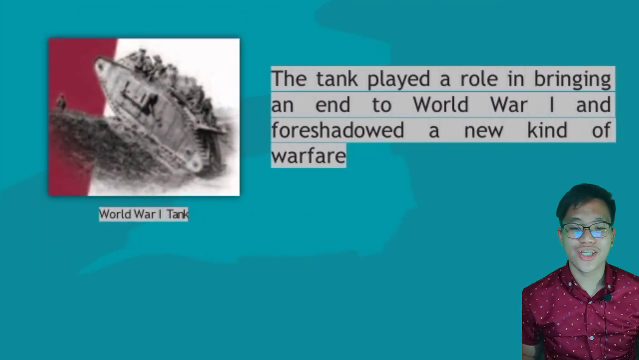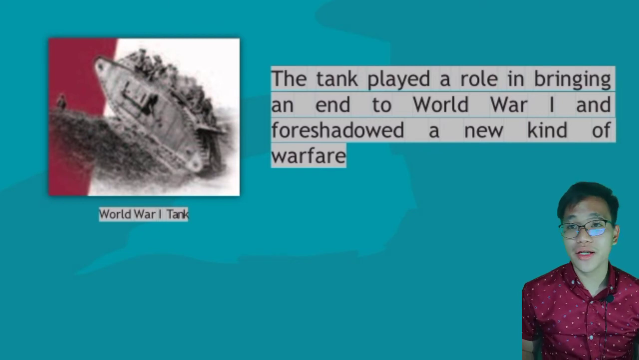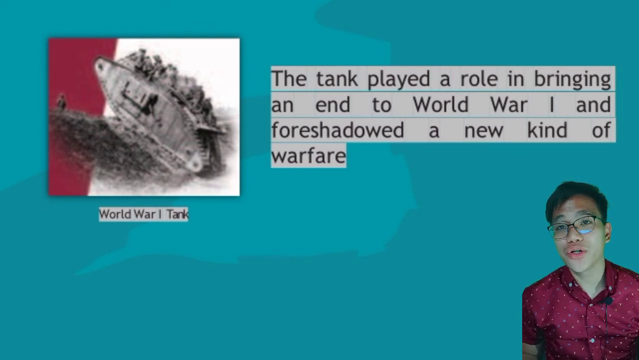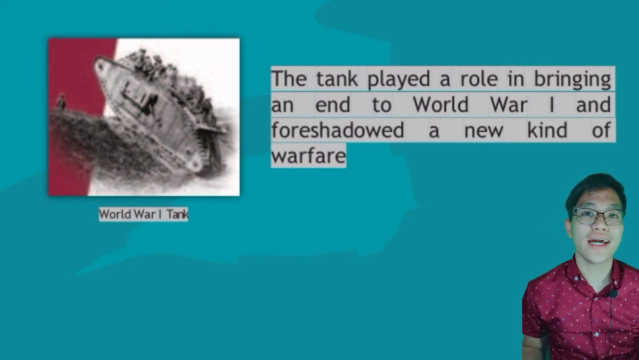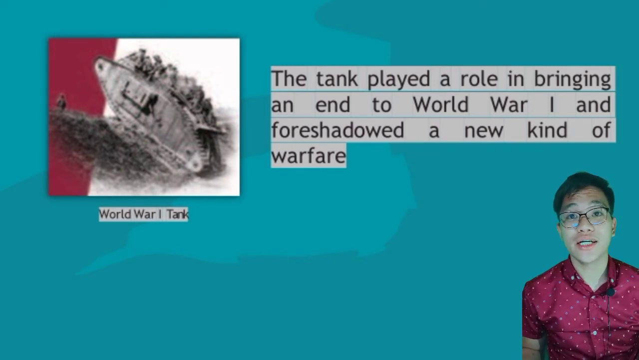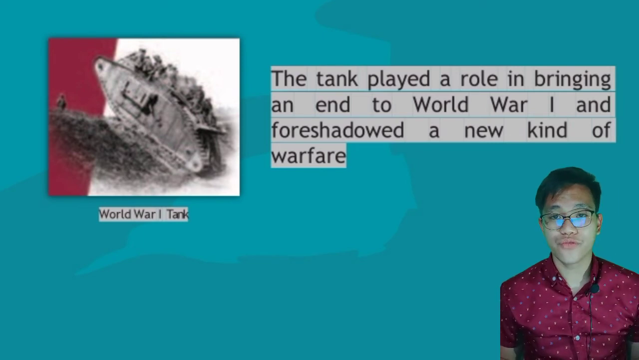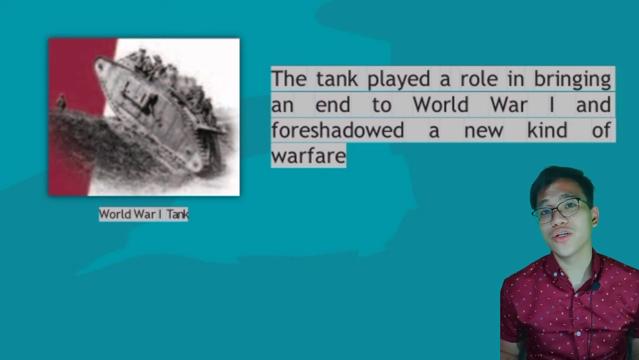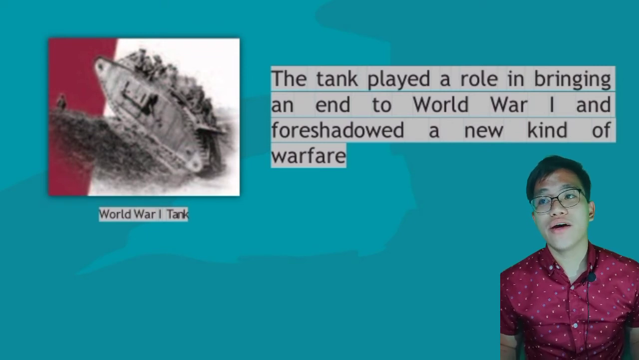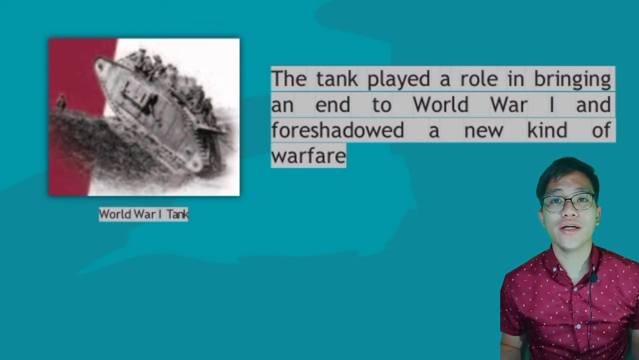So, next is how the tank played a role in bringing an end to World War I and foreshadowed a new kind of warfare. These tanks were used to pass through no man's land and avoid the barbed wire and the machine guns on the other side. Armored vehicles were used greatly in overcoming the obstacles in no man's land and occupying the other side.